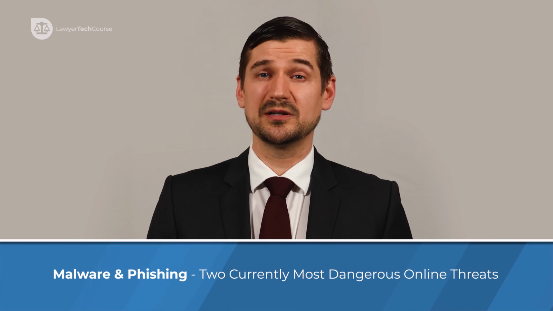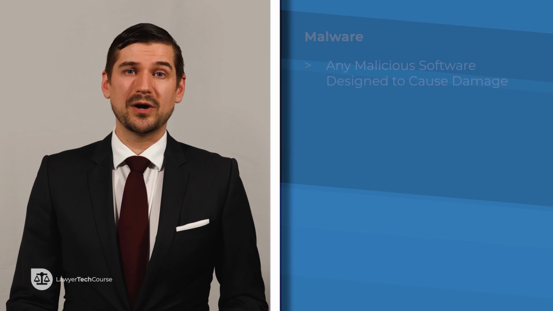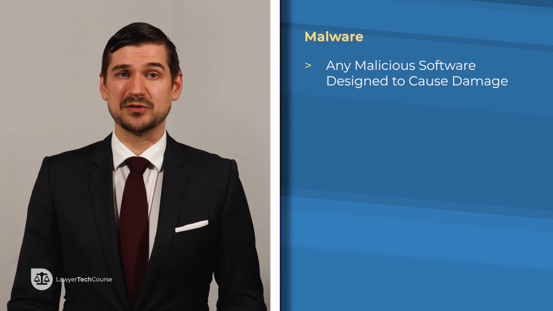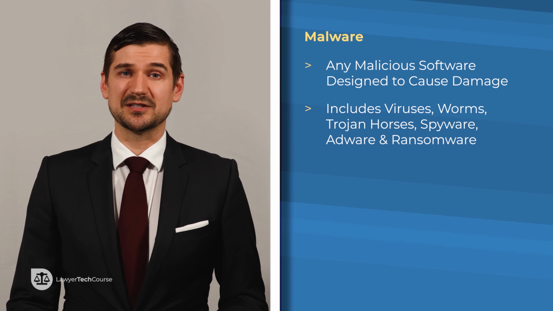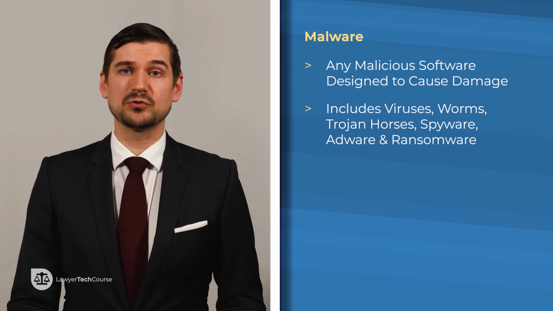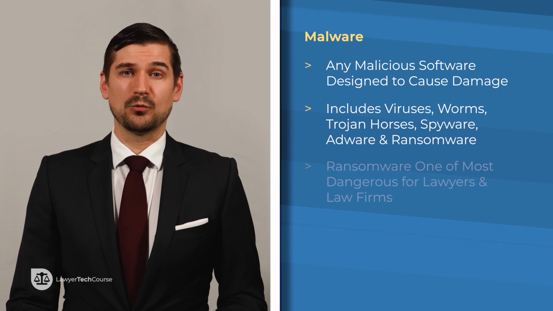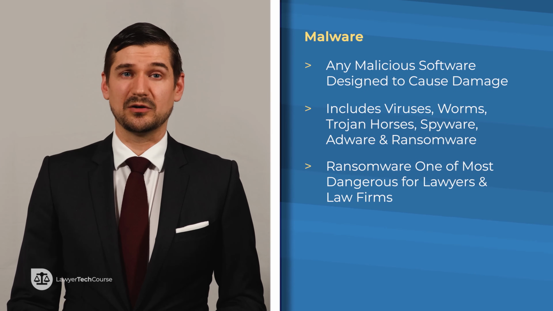Before I discuss specific ways to stay safe from such breaches, I need to explain more about the two currently most dangerous online threats: malware and phishing. Malware is a broad term that means any malicious software that's designed to damage computer systems or users. This includes many different types of software, such as viruses, worms, Trojan horses, spyware, adware, and ransomware. Ransomware in particular is one of the most dangerous kinds of malware for lawyers and law firms.